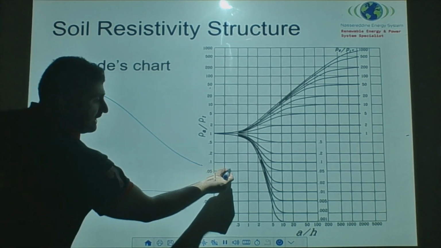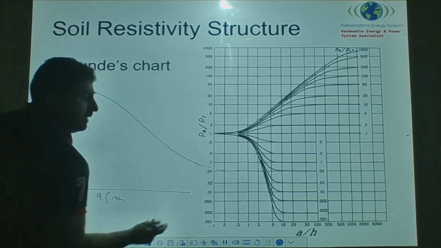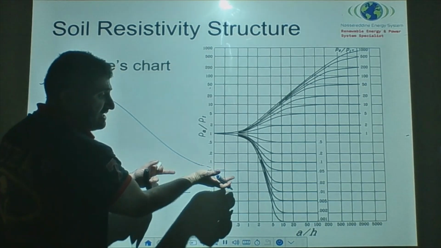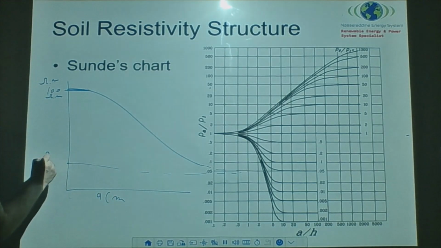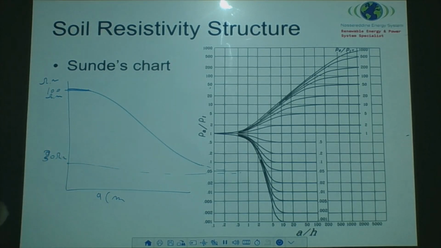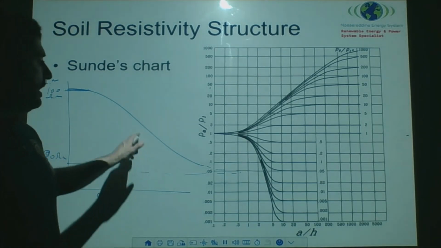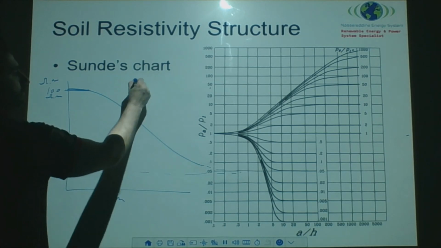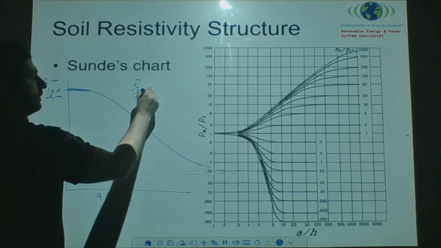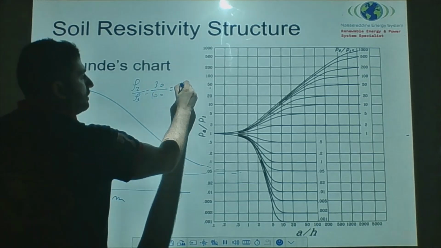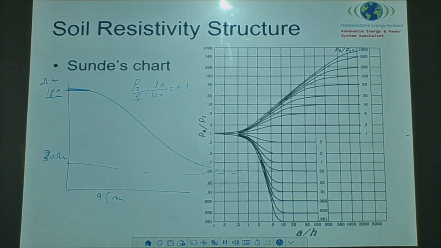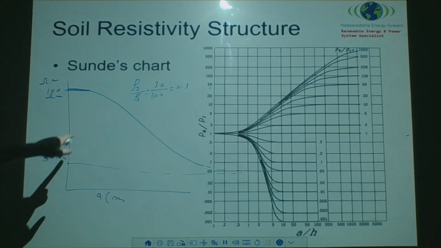This one, I keep taking it all the way down. By the way, I should keep measuring until I start getting some sort of lead, and then it goes back. Let's assume 30 ohm per meters. I sketch this one. Then I calculate rho 2 over rho 1, which will give me 30 divided by 100, 0.3.